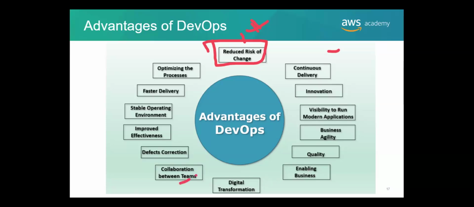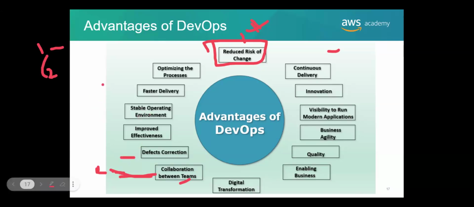Collaboration between teams, like the development team, operation team, testing team. All these people collaborate and work now. It's not like once one person finishes the first phase, only then it comes to the second phase. Everything happens at the same time. Next one, defects correction. What are the defects we have?